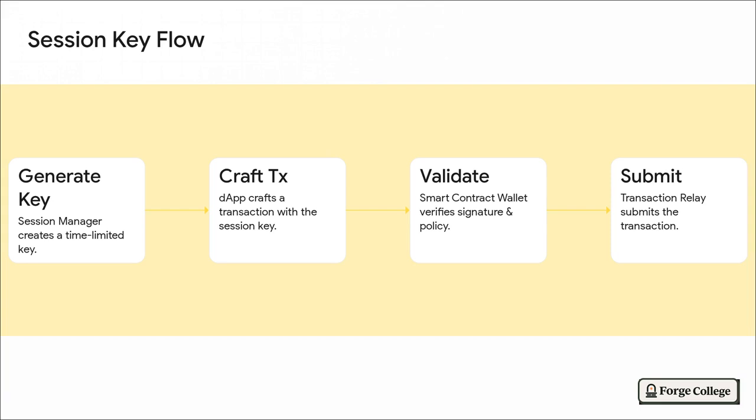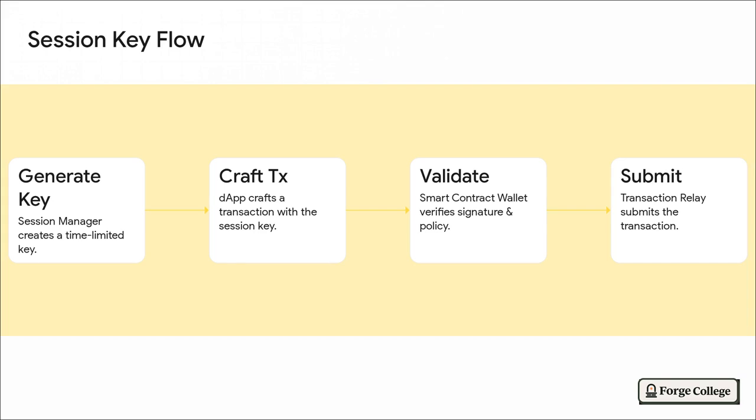Step 1. The session manager generates a temporary, time-limited key. Step 2. The dApp crafts the transaction using that specific temporary key. Step 3. The smart contract wallet verifies the signature and checks in with the policy engine, kind of like a bouncer at a club, to ensure the transaction is actually under the approved limit. And finally, Step 4, the transaction relay submits it to the network.